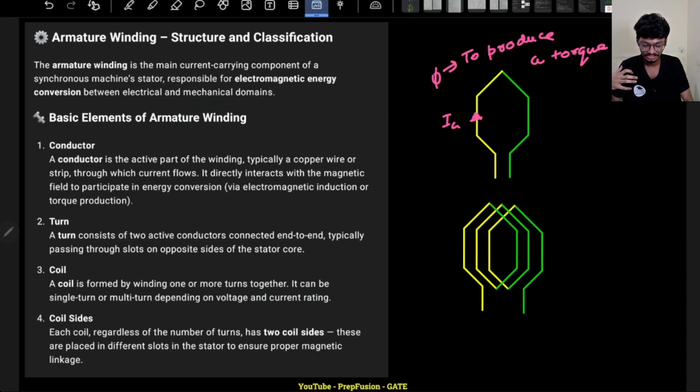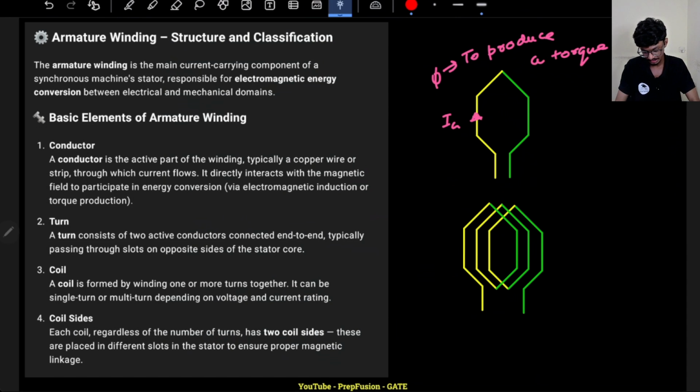So let's first discuss a few basic terminologies. The first one is conductor. Conductor is the active part of the winding that takes part in the current flow. So current will actively flow through the conductor, and it directly interacts with the magnetic field. Current will flow through here as well, but this portion of the coil will take part in the generation of torque. So that is what a conductor is.